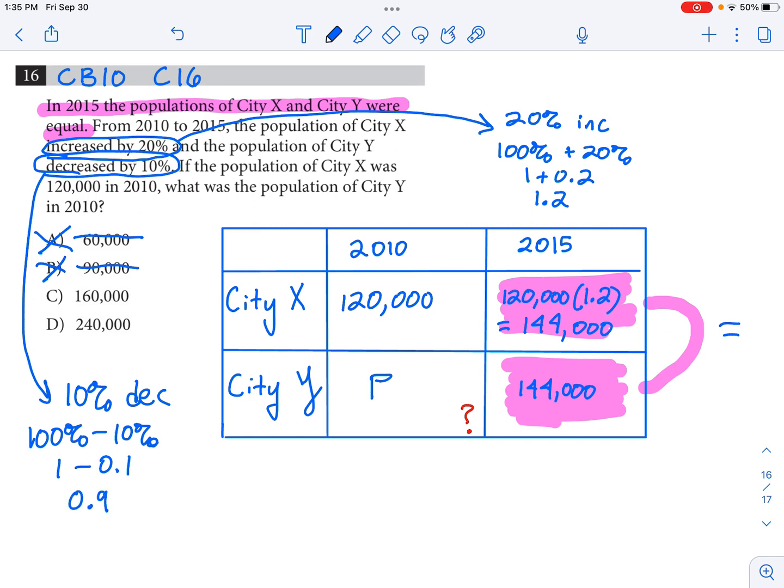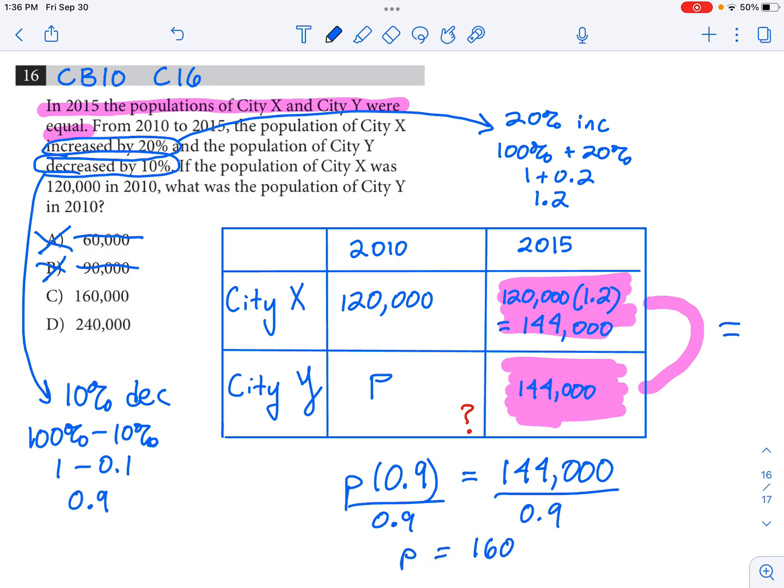So if I want to set this up as an equation, my population P from 2010, 90% of that, 0.9 times P, will equal 144,000. Right? If we have our population P in 2010, then a 10% decrease is saying that we only have 90% of that population P left in 2015. So we set up that equation. And finally, divide both sides by 0.9. And we get P is equal to 160,000. And we're going to answer C.